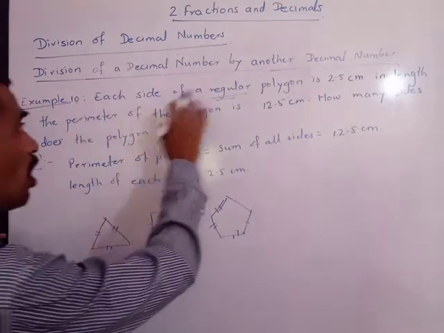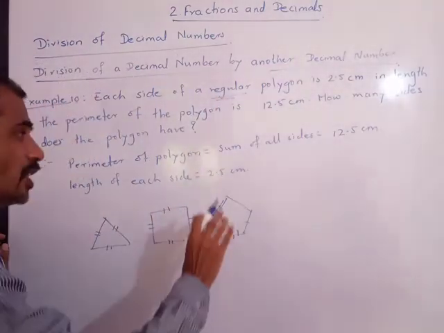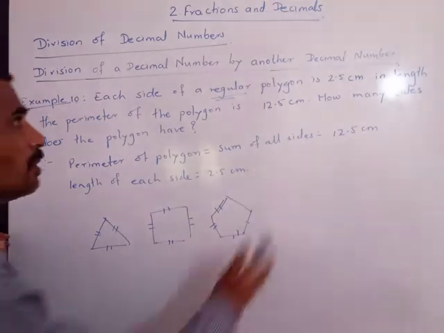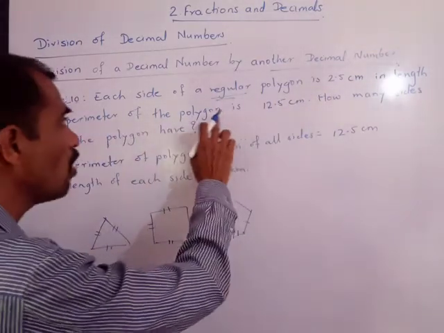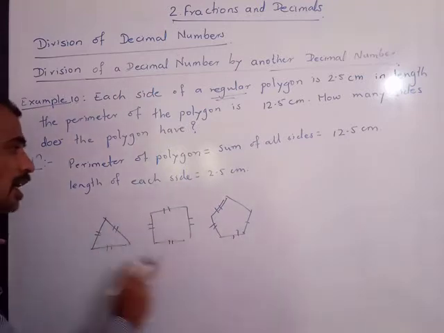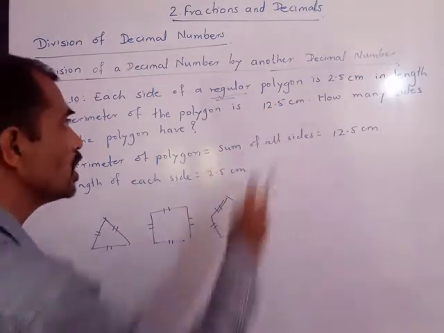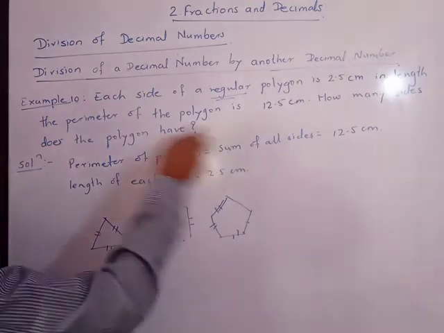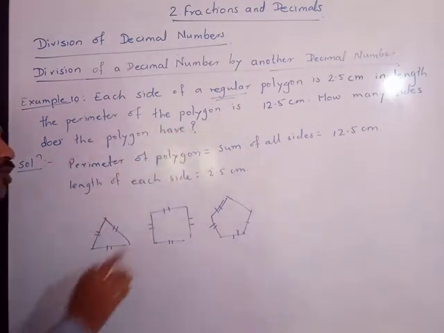Now each side of the regular polygon is 2.5 cm. So each side is 2.5 cm in length. Perimeter of the polygon is 12.5 centimeter. Perimeter means sum of all sides. Sum of all sides is given to us, 12.5 centimeter. How many sides does the polygon have? So let us solve this.